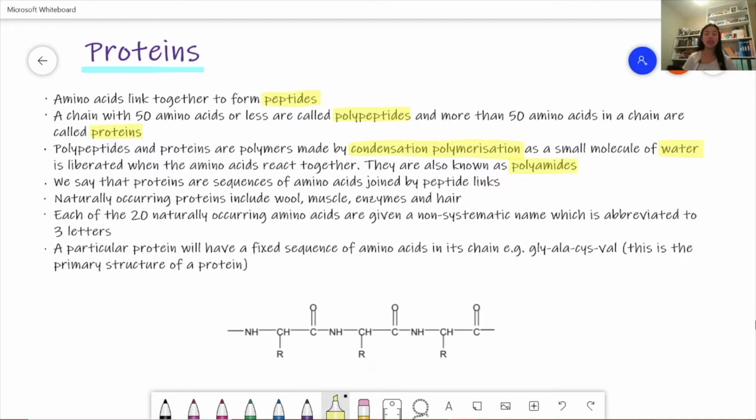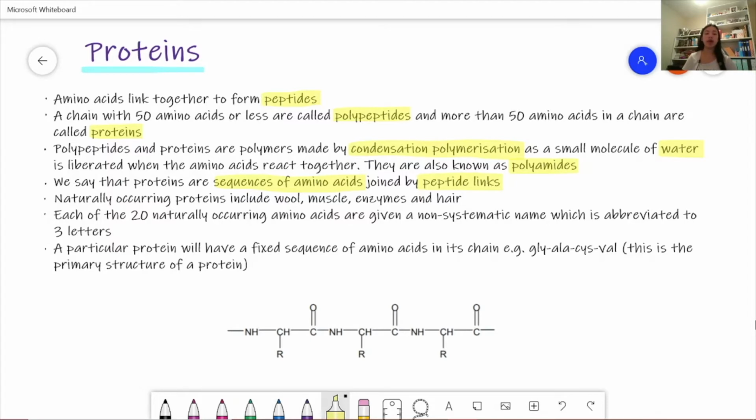We say that proteins are sequences of amino acids which are joined by peptide links. Naturally occurring proteins include wool, muscle, enzymes, and also hair. Each of the 20 naturally occurring amino acids is given a non-systematic name, which is abbreviated to 3 letters. What we mean by non-systematic is not the IUPAC name. A particular protein will have a fixed sequence of amino acids in its chain.